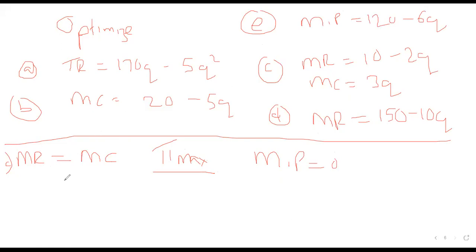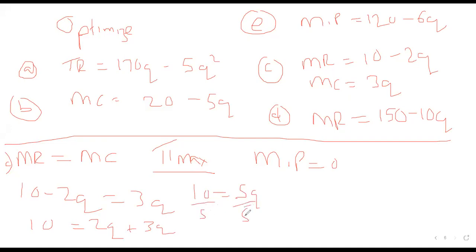So here, in our part C, we're just equating marginal revenue, which is 10 minus 2Q, is equal to 3Q. And when this one goes aside, it will add. So we're going to have 2Q plus 3Q. So our 10 is equal to 5Q. When we divide both sides by 5, our Q therefore will be equal to 2. So what is our 2? These are the units that will maximize the profit.